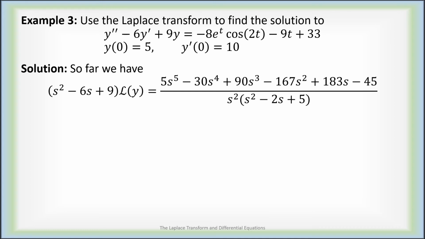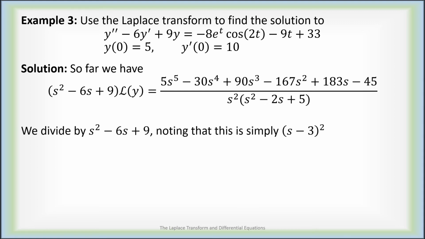So what we now have is that (s squared minus 6s plus 9) times the Laplace transform of y is this enormous mess over s squared times (s squared minus 2s plus 5). Okay, so that's what we would have gotten if we actually worked through all the algebra of combining the two terms from the previous slide.